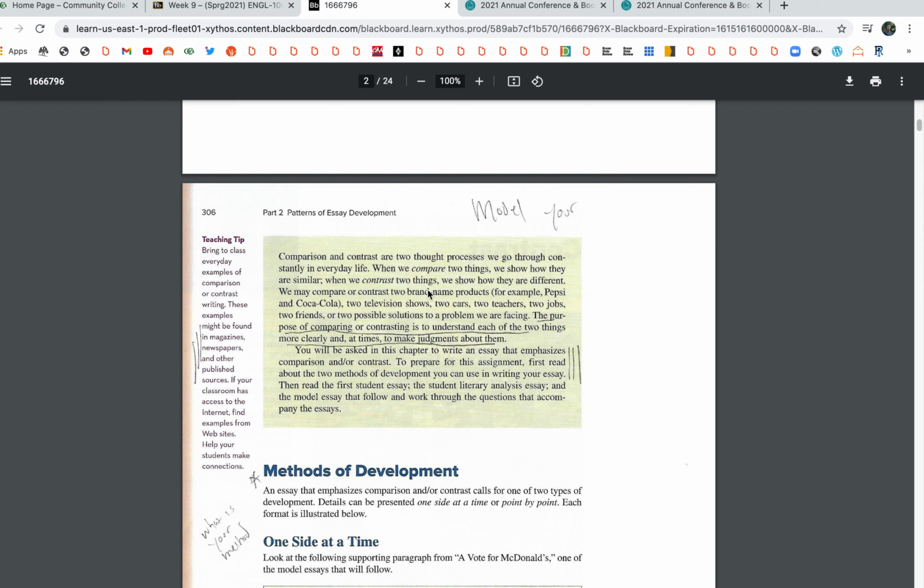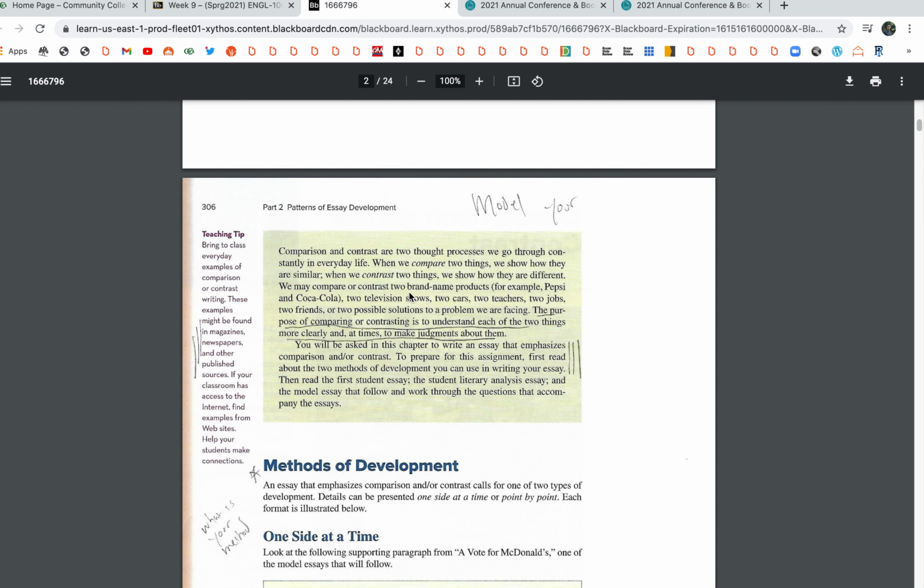We may compare and contrast two brand name products, Pepsi and Coke, two television shows, two cars, two teachers, two jobs, two friends, or two possible solutions to a problem we are facing. The purpose of comparing or contrasting is to understand each of the two things more clearly and at times to make judgments about them. So that's what I want you to do for this paper. Remember my example, the Starbucks versus Dunkin' or something like that, the two shows. Comparing, contrasting, and you're making judgments.